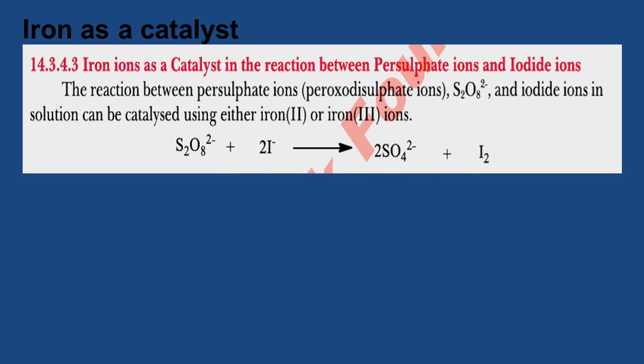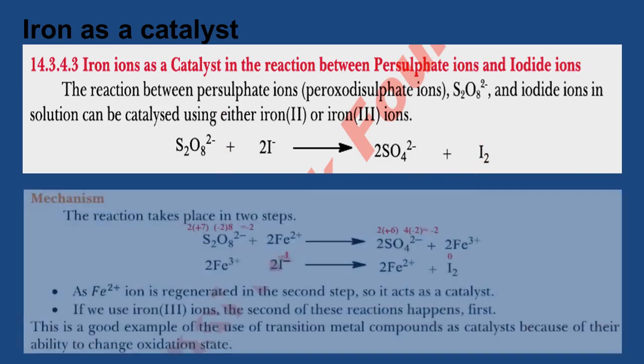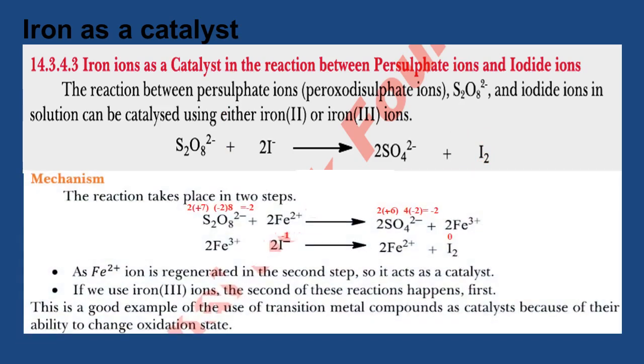Now students, in order to study the catalytic property of iron in this solution, let us look at the mechanism of this chemical reaction, which is going to take place in two steps. In the first step, the persulfate ion reacts with ferrous ions and converts into sulfate ions and ferric ions. Now students, how is this redox reaction taking place?